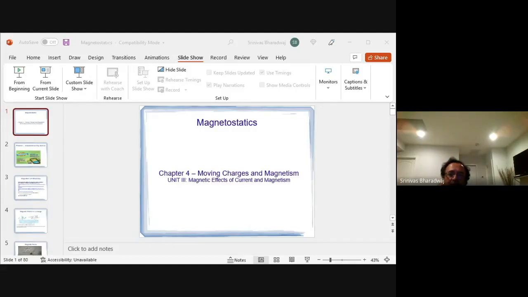Now, if you had n wound loops, for a single loop, you have mu naught I by 2r. It is maximum at this point, and then it slowly goes down further. But if you had n loops like that, then you will have mu naught n I by 2r. For a single loop, mu naught I by 2r. For n loops, it is mu naught n I by 2r.